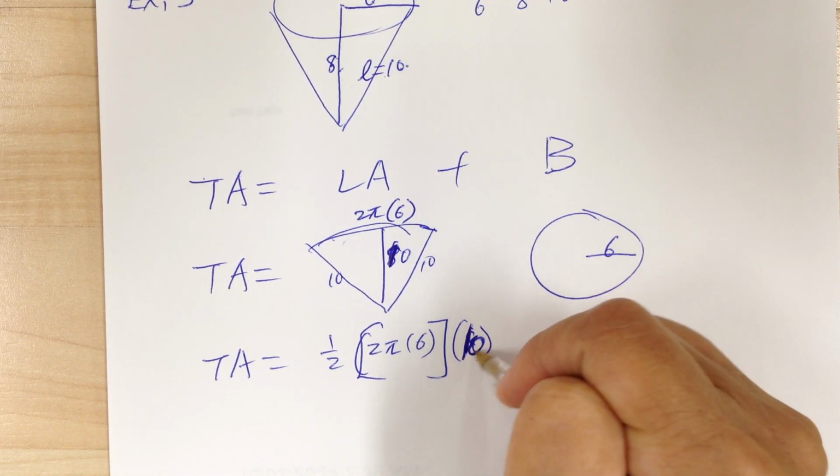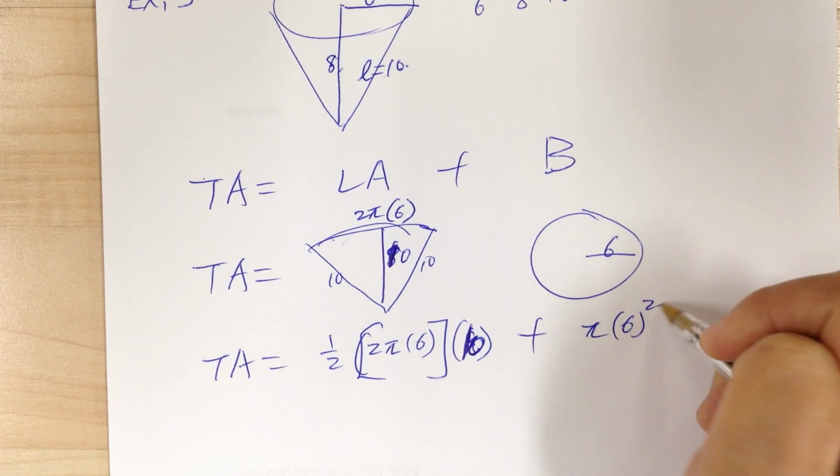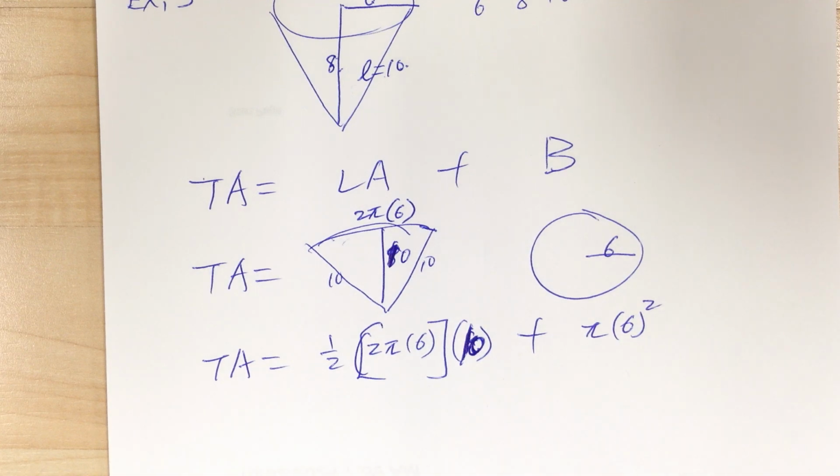So you have to be careful with that, okay. Now the area of a circle is pi r squared. Okay, so this is a 10. Okay, so now use your calculator.